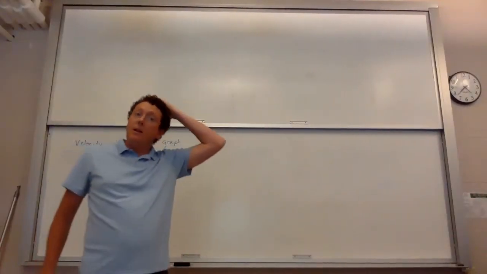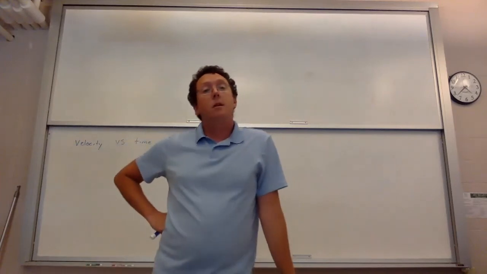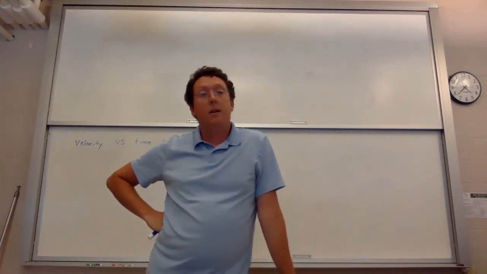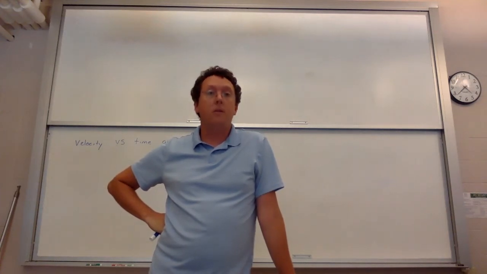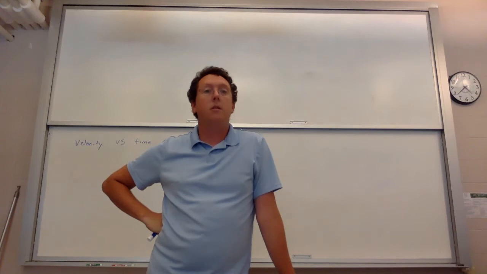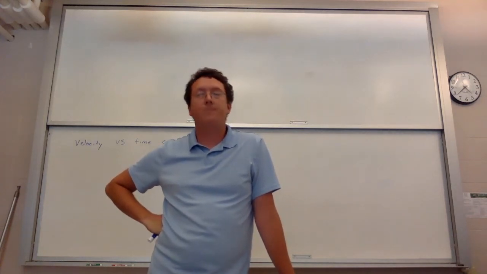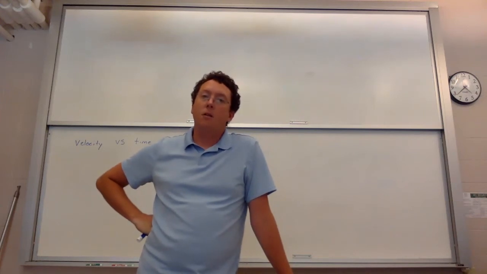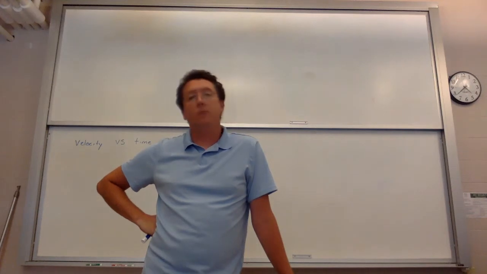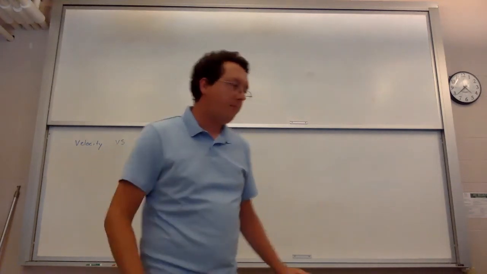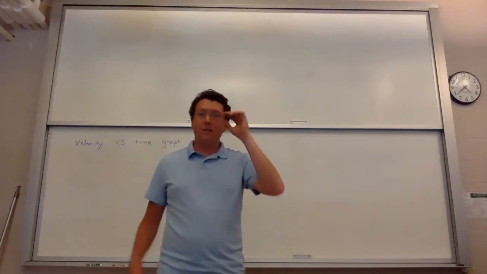Hello. So in the last video, I described instantaneous velocity, and that was determined by the slope of the position versus time graph. Today, in this video, I want to analyze the graph of velocity versus time. So to do that, let's imagine a scenario where things are pretty simple.